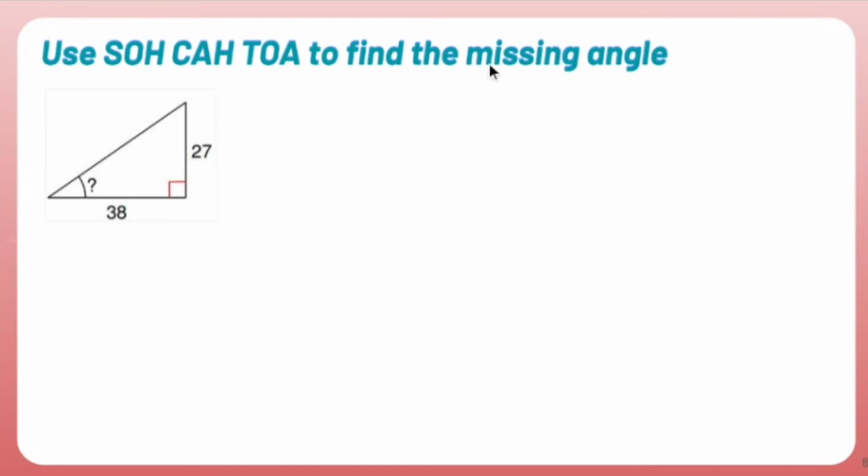Use SOH CAH TOA to find the missing angle. So I have to find that angle right there. I'm going to call you X. Now, whenever you're doing right triangle trigonometry, and that's what this is, because SOH CAH TOA stands for sine, cosine, and tangent, which are trigonometric functions, you have to always use a calculator. Not always, but like 99% of the time.